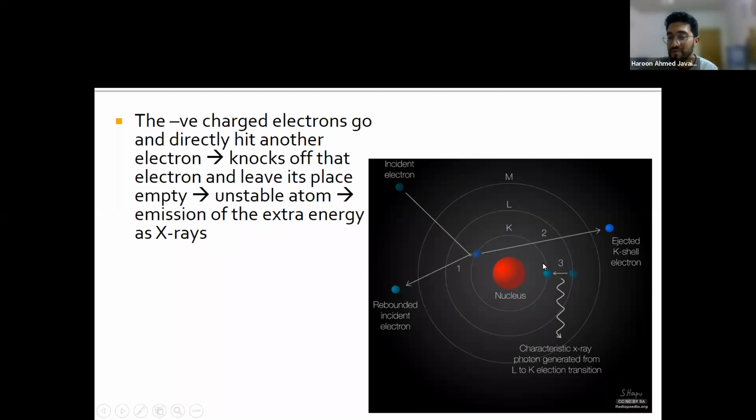So basically, when you knock out this electron, this whole atom is unstable. How do you become more stable? You move down to a lower energy level. Once you move down to a lower energy level, the excess energy is converted to X-ray, or it's released as X-ray. Does that make it better?